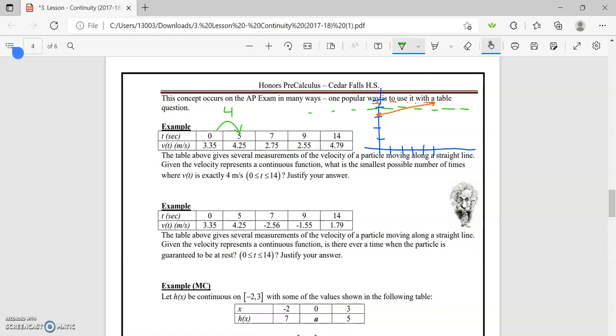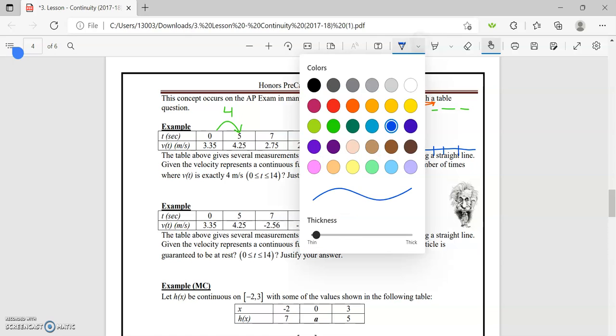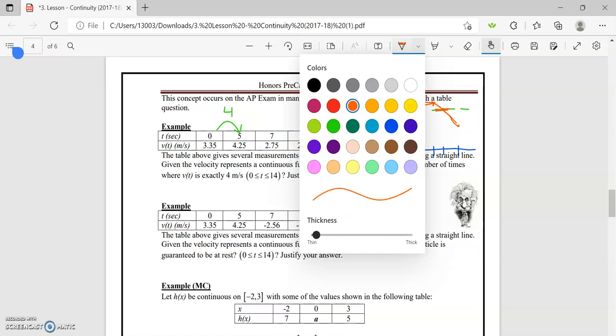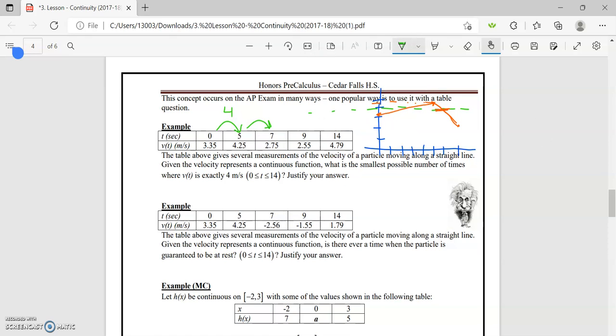Now the same thing is going to happen between 5 and 7. I promise I will not graph each of these, but at the 7 second mark, the velocity is 2.75. We are somewhere down here, about 2.75. Again, if my graph is continuous, then from 5 to 7, I cannot lift my pencil, but I have to get from 4.25 to 2.75. In order to do that, I crossed the 4 meters per second mark. So this is another one. I'll put that one in green. That's another one where we had to have crossed the 4 meters per second mark.